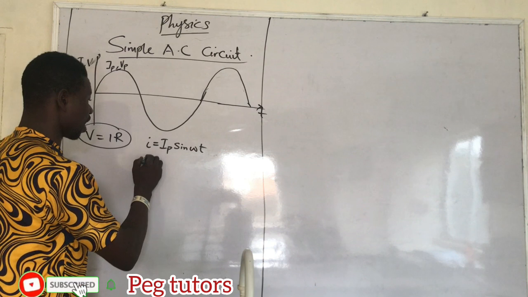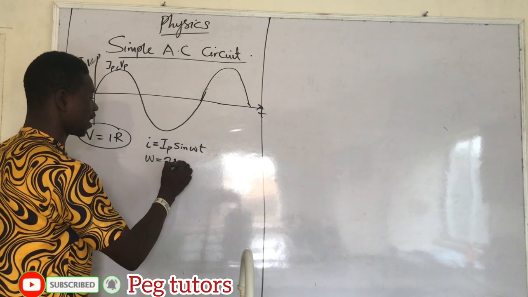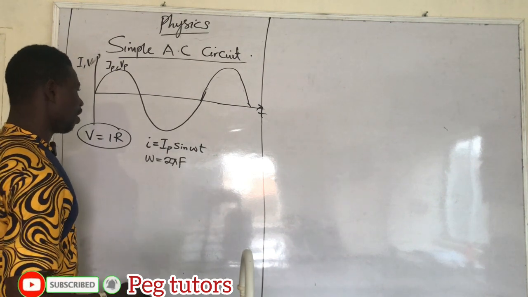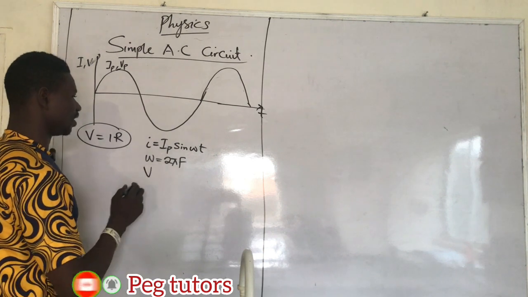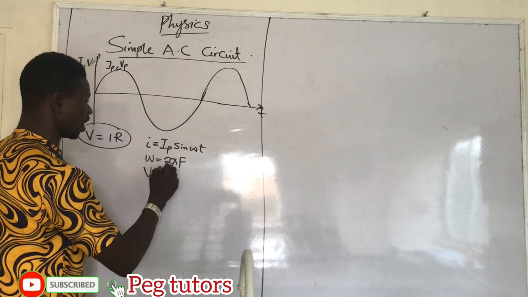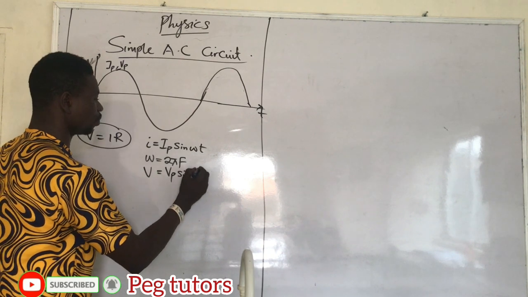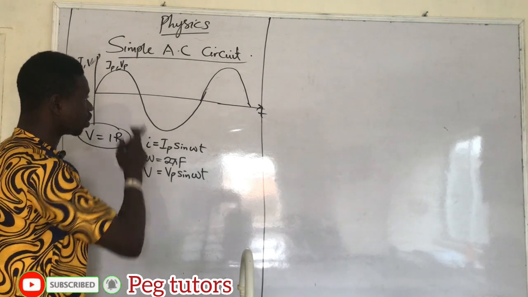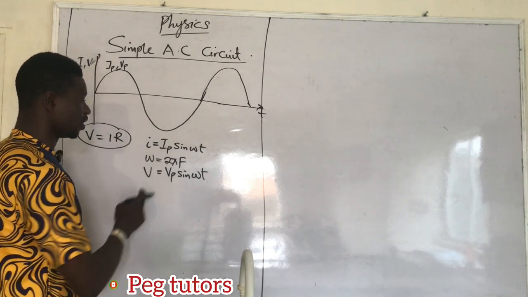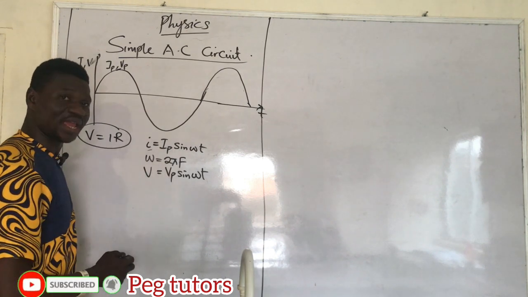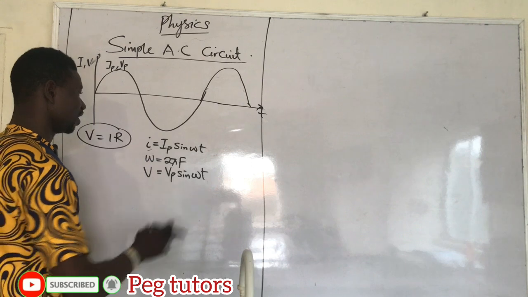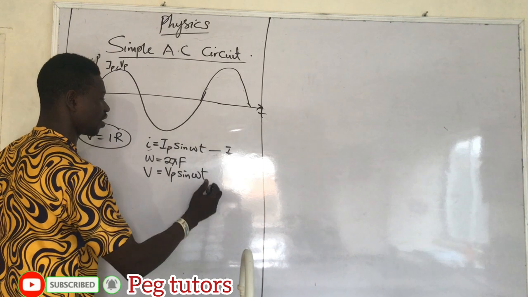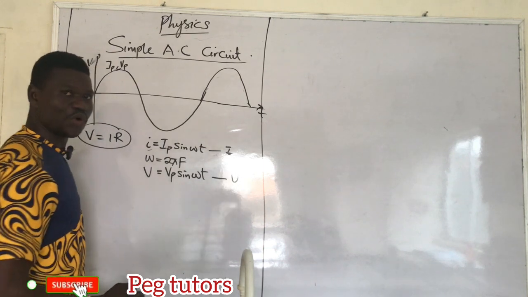Remember that this angular velocity can also be given as 2 pi f, where f is the frequency of the current. Now the voltage of the AC is also given as V equals Vp sine omega t. Of course, everything still remains the same, where Vp is the peak voltage of the AC and omega is also the same thing as 2 pi f. Then t is time. So this is the actual representation formula for the AC current, and this is the formula for the AC voltage.